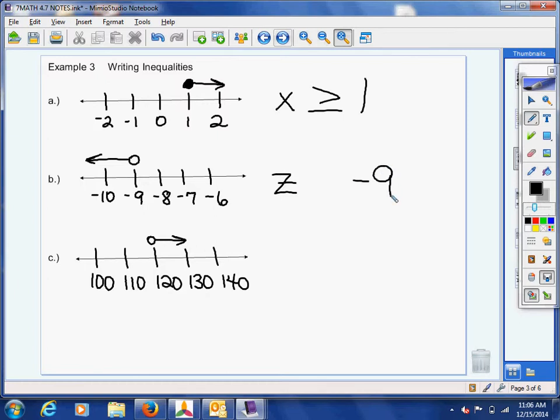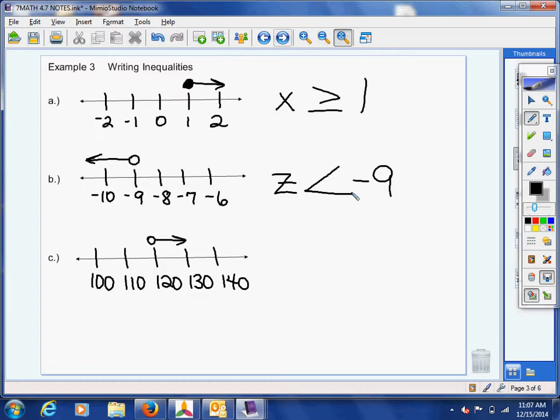Now, you got to pay a little bit of attention. You got two little details you got to pay attention to. First of all, are all these numbers that are to the left of negative 9, are they bigger than negative 9 or smaller? Okay, smaller. And it's an open circle. What does that mean? Do I put an equal to sign there? No, don't put an equal to sign. So I'm going to put Z is less than negative 9.